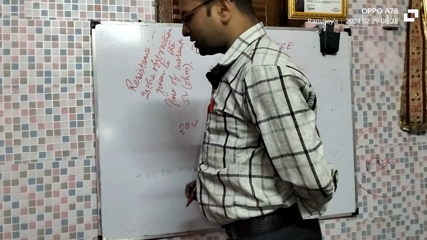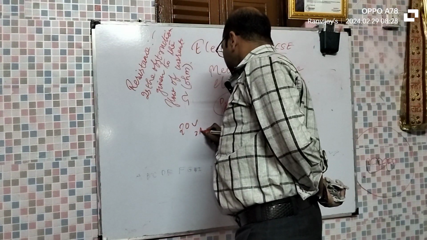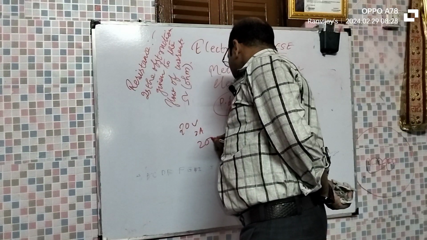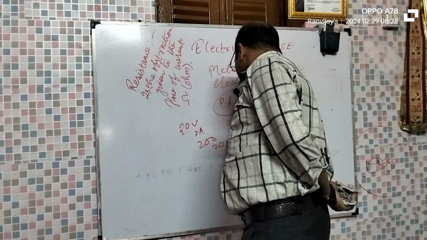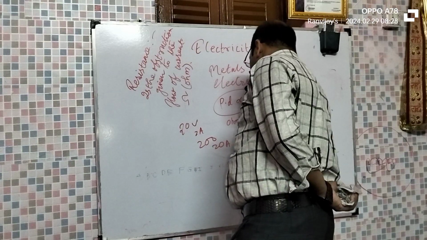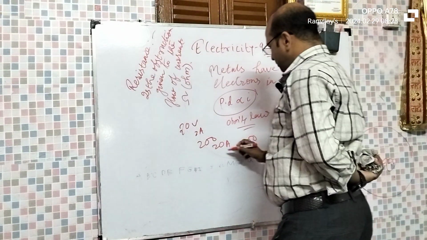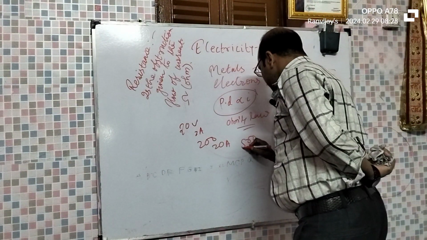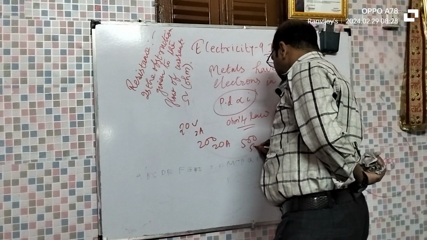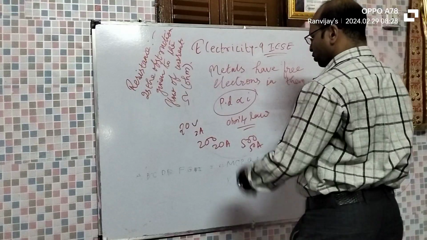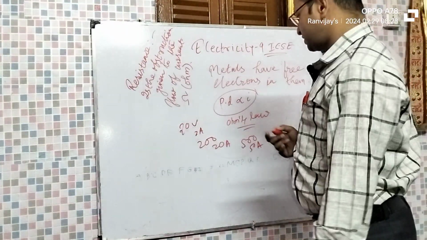Suppose at 20 volts the current is 2 ampere. If the voltage is 200, the current will become 20 ampere. If the voltage is 500, then again the current will become much more. It will be 50 ampere, like that. So more is the potential difference, more is the current.